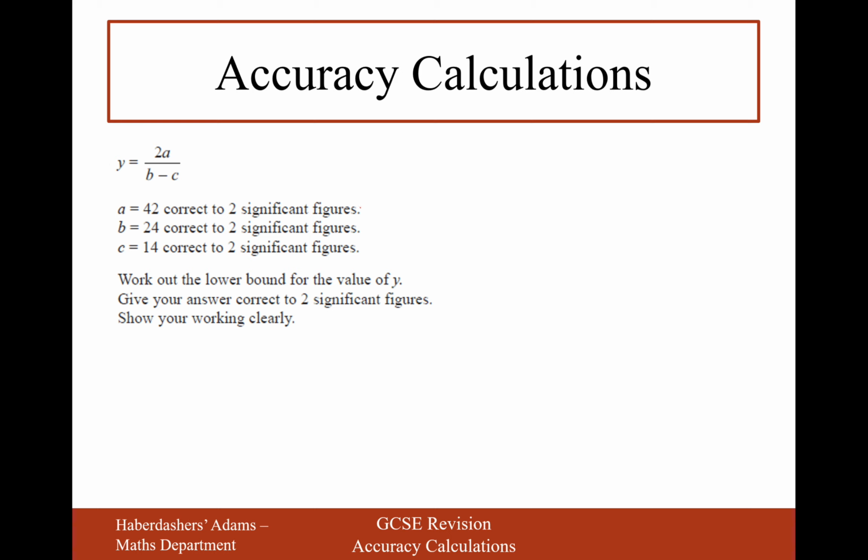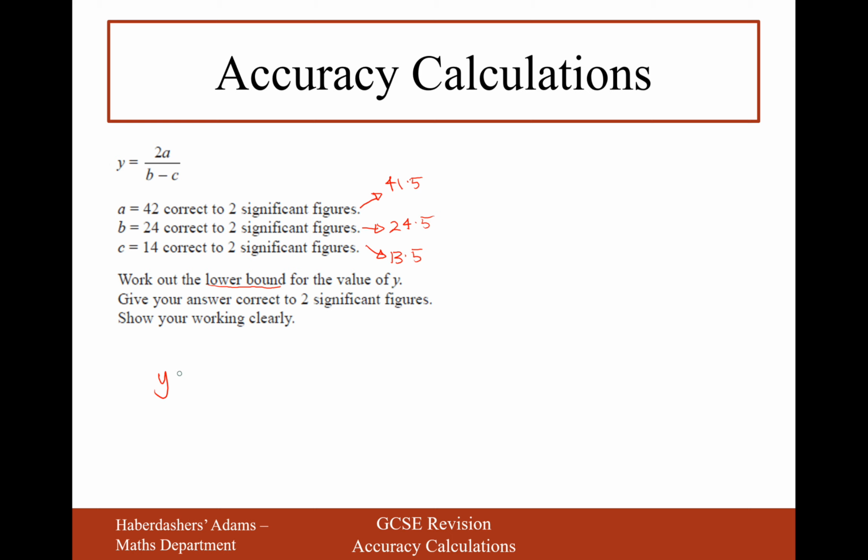Okay then, so for each number, let's work out whether the lower bound or the upper bound is appropriate. So 42, if we're looking to find the lower bound overall, this needs to be as low as possible, so 41.5. On the value for B, we're looking to divide by as much as possible, so that means it's going to be 24.5. And for C, we're looking to take as little away from B as possible to maximise the total denominator. So actually C needs to be a lower bound, so 13.5 is the answer for C.